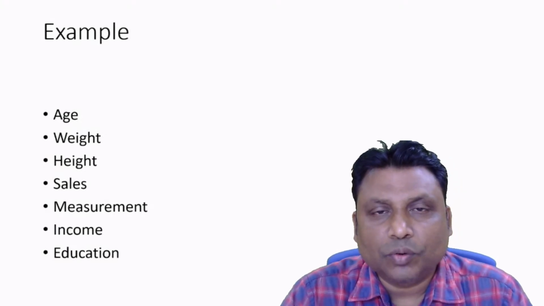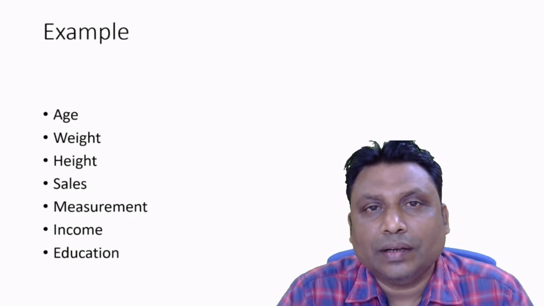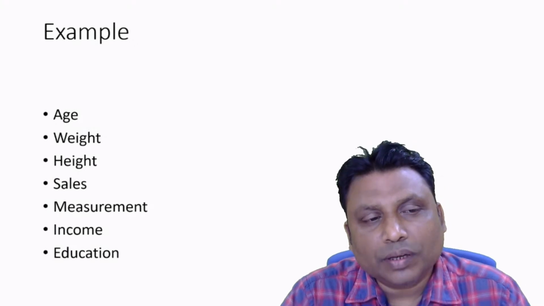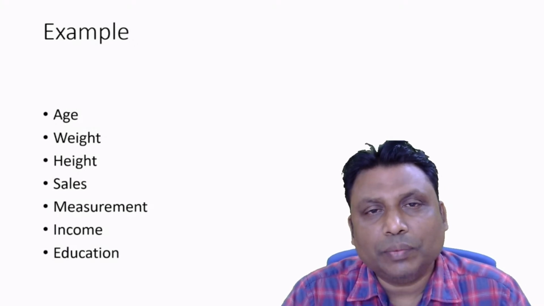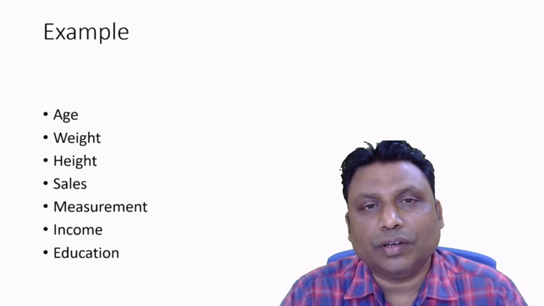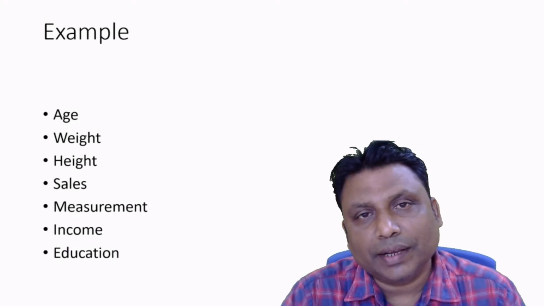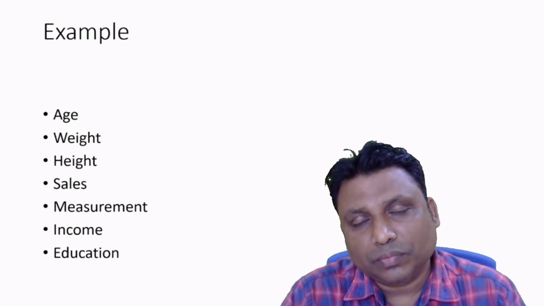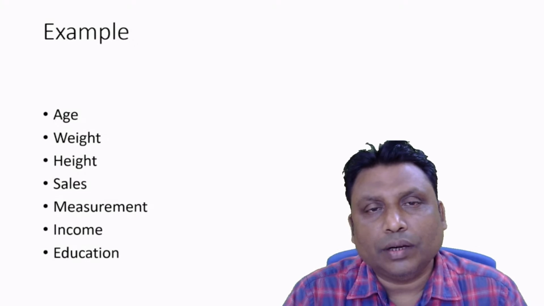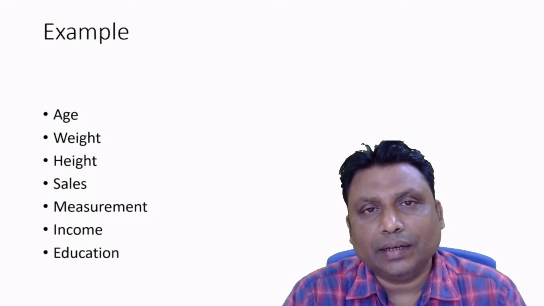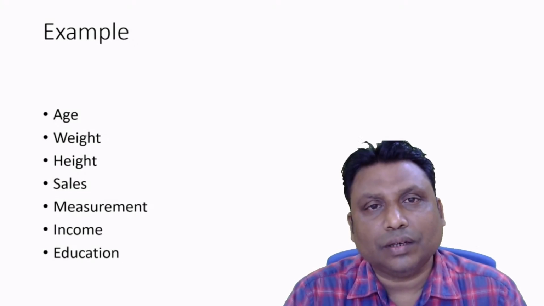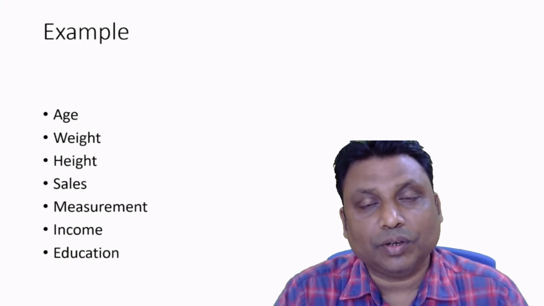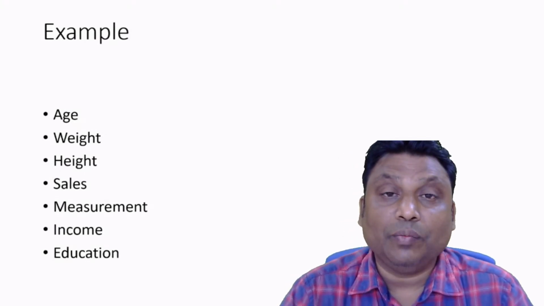Similarly, weight. What should be the weight of the particular class of students? Suppose less than 10 kg, 10 to 20 kg, 20 to 30 kg, 30 to 40 kg, 40 to 50 kg. Like this you can take. The interval should be the same. It is better to take less than 10 kg, 10 to 19, 20 to 29, 30 to 39, 40 to 49, 50 to 59 kg, and more than 59 kg.